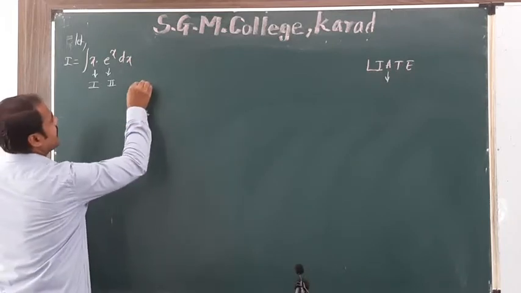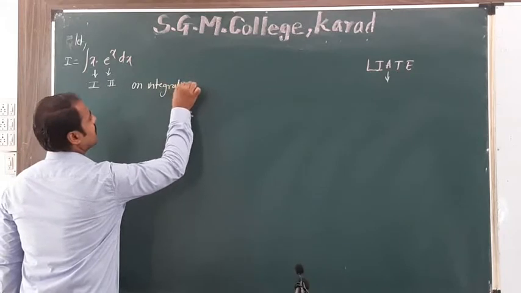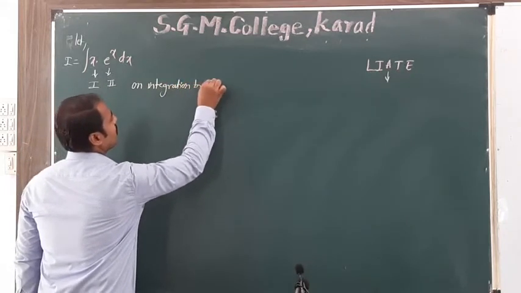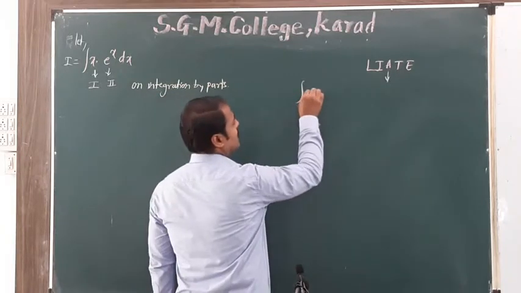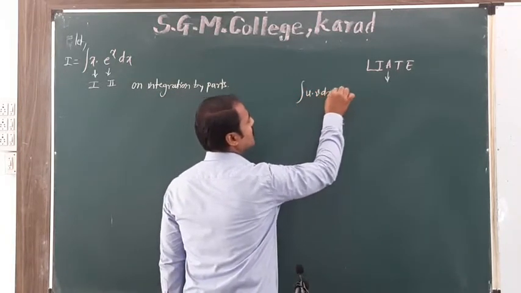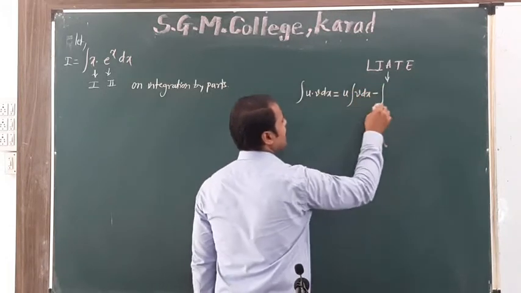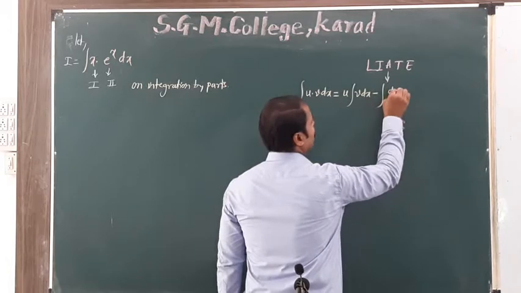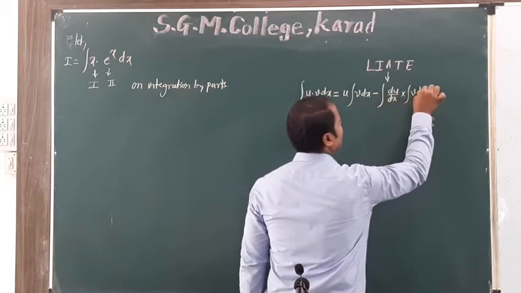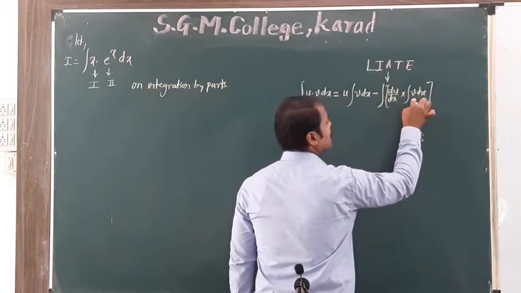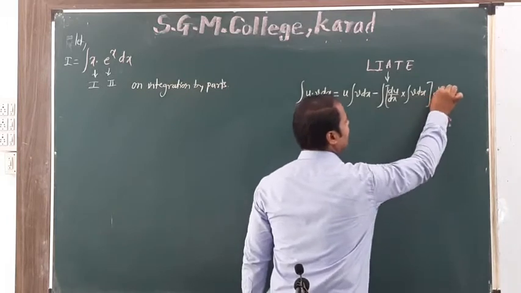On integrating by parts, we know the formula for integration by parts. I can write here again, integration of u into v dx is equal to u as it is into integration of v dx minus inside the integration derivative of u, that is du by dx, into integration of v dx. This dx is for integration of v, and for that integration here is again dx.